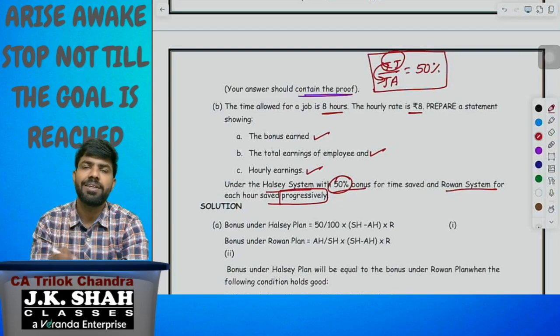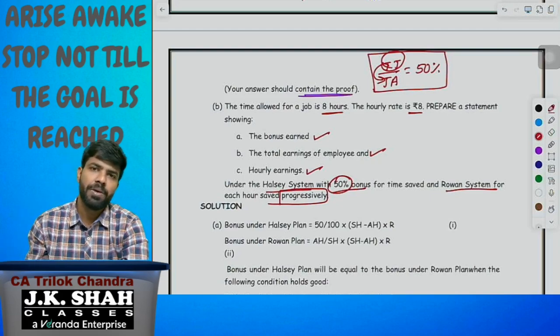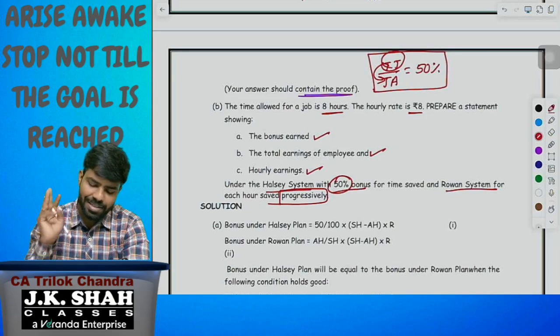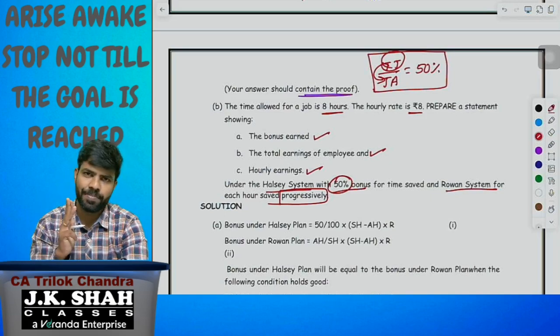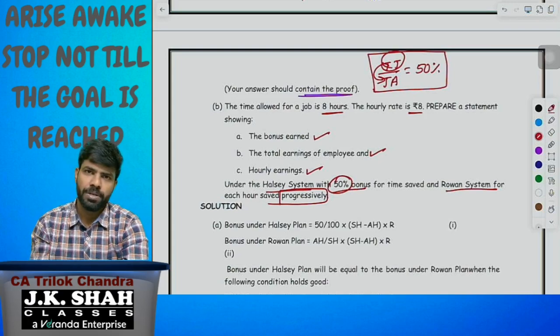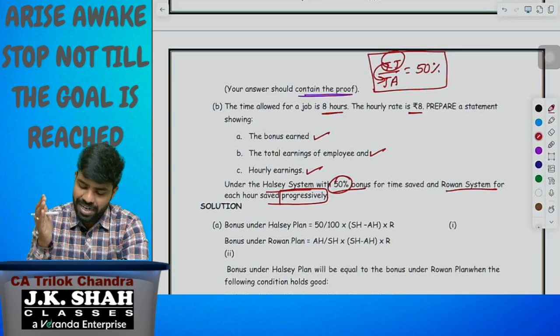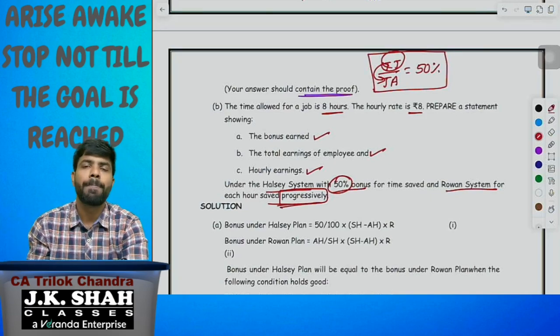So please understand, the time allowed is 8 hours, the time rate is 8 rupees. But now they are asking to calculate three things: bonus, total earnings, and hourly earnings under Halsey and Rowan. Are you understanding? They are asking for both the methods, Halsey and Rowan, for each hour saved progressively. What is the meaning of this?